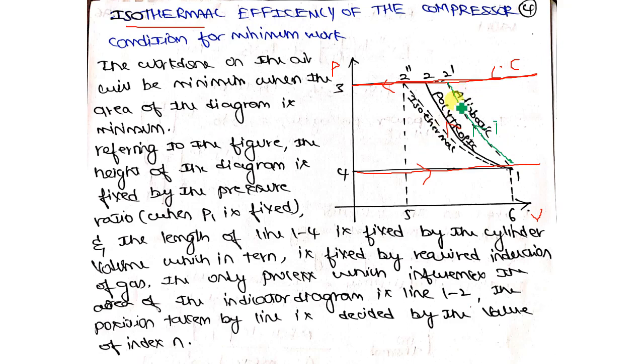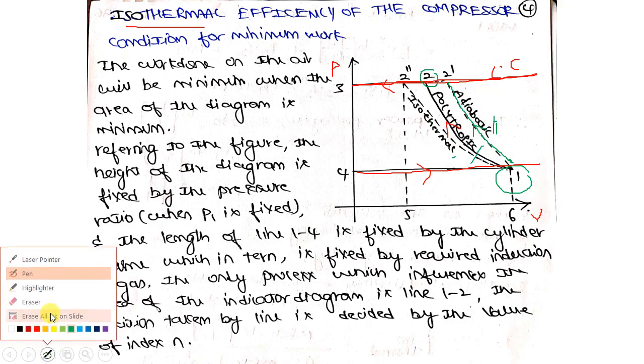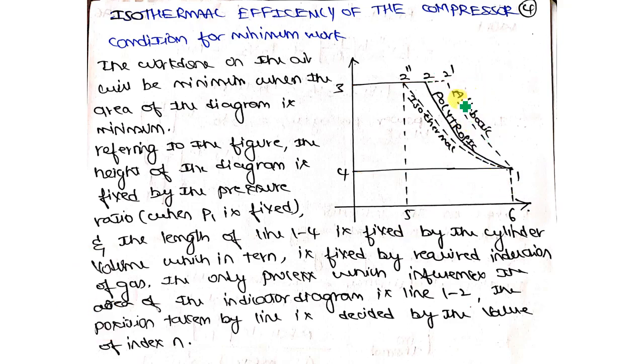See, there are 3 processes it could go through from 1 to 2. It could be any of these: isothermal, polytropic, or adiabatic. Let us say it is adiabatic in nature. If I compress the gas from state 1 to state 2 dash using an adiabatic process, it would cover this much amount of area, yes or no? It would cover this much area.